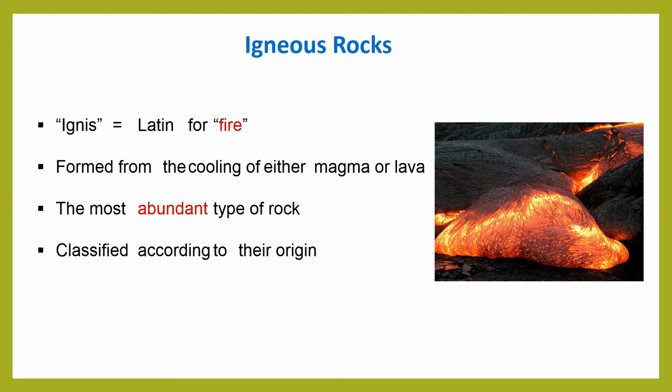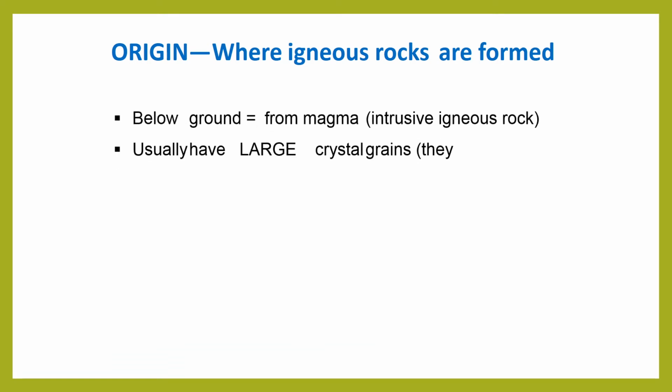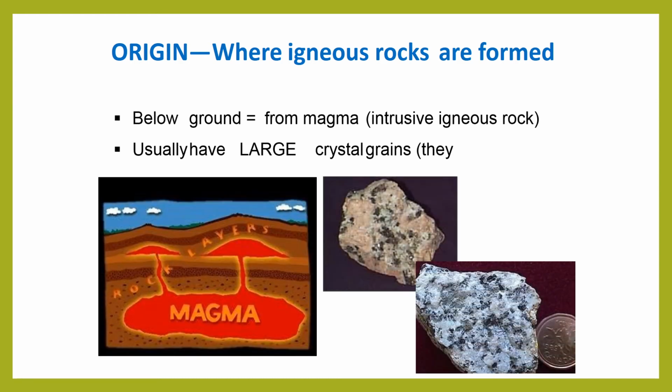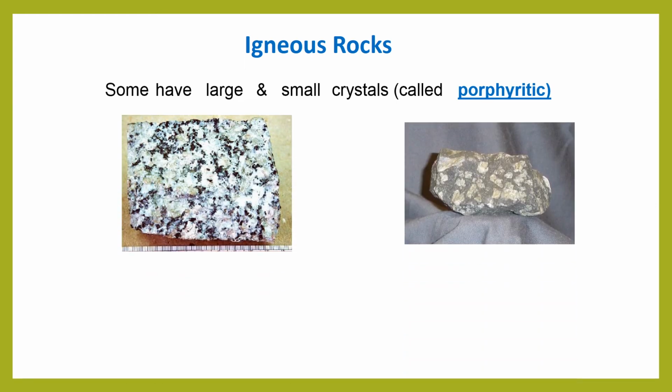So we classify those rocks according to their origin. Below ground from magma, intrusive igneous rocks usually have large crystals because they cool slowly, so they have the opportunity to form crystals. Some have large and some have small crystals. If we have this type of rock, we call it porphyritic, like those.